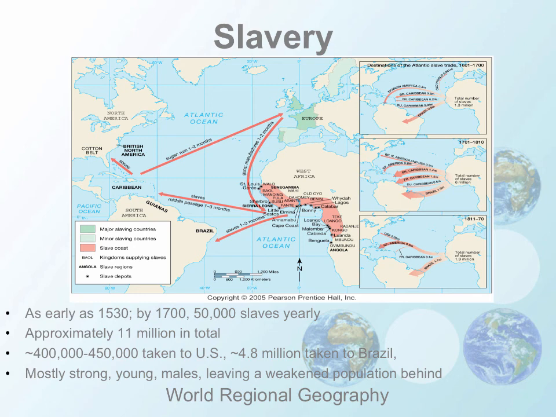Slavery became a major part of this as early as 1530, and by 1700, there were 50,000 slaves a year. Again, these are people being basically forcibly kidnapped from this continent, never to go home again. And we need to think of it both in terms of those individuals and the injustices that they faced as forced slave laborers, but also think of the effect on the society which they were leaving behind, which was being depleted of strong young males for the most part.